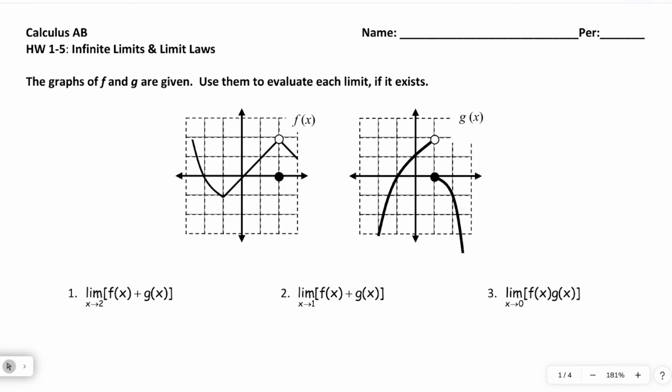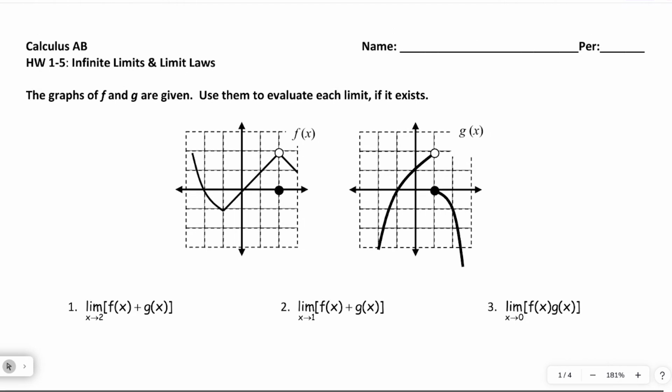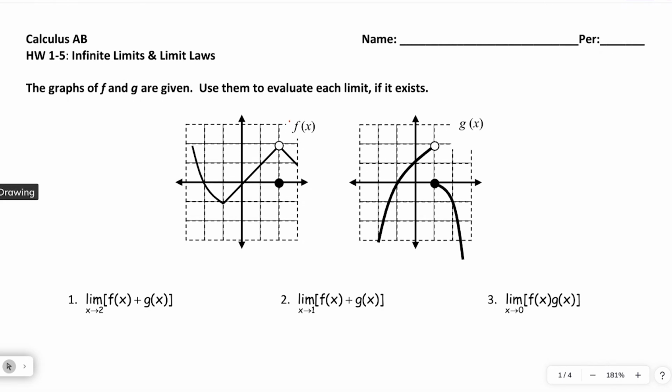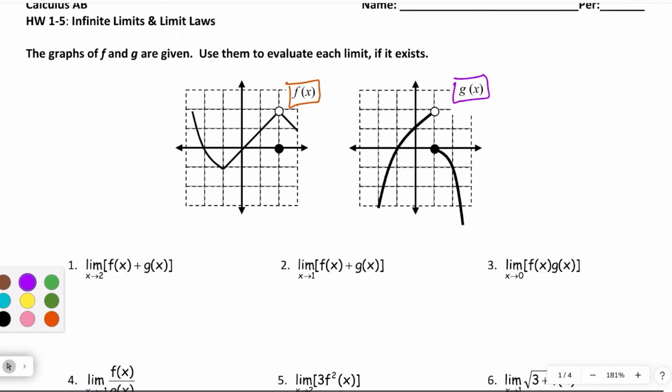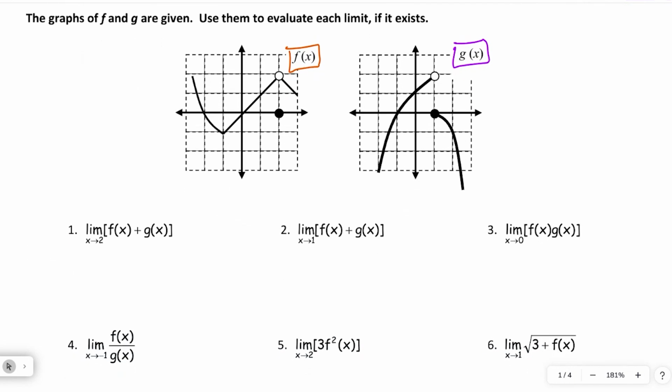First of all, we've got two graphs. This first one on the left here is a graph of f, and the one on the right is a graph of g. They're both piecewise functions, and so let's see if we can't make some sense out of these limit questions. The first one says the limit as x approaches 2 of f of x plus g of x. Well, I'm going to rewrite it as the limit as x approaches 2 of f of x plus the limit as x approaches 2 of g of x.